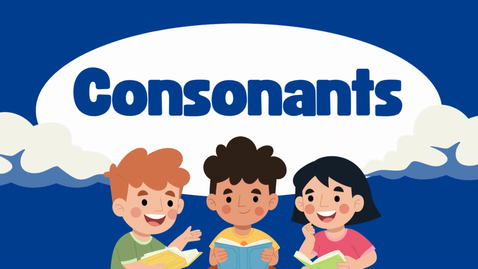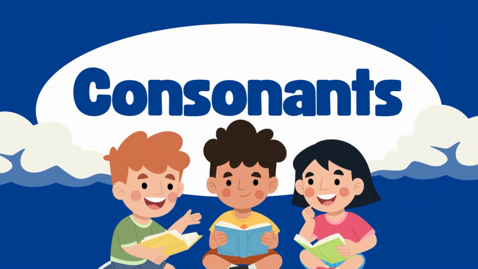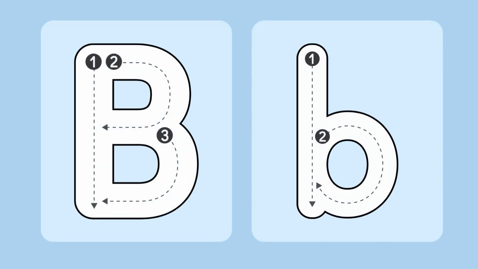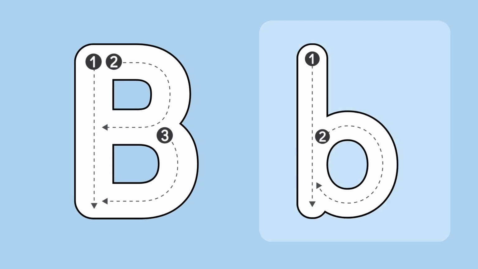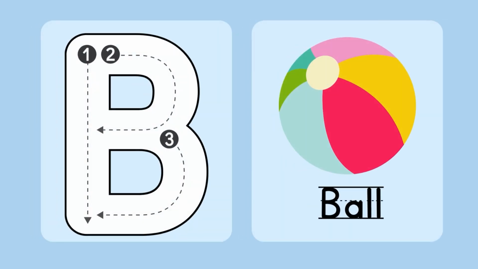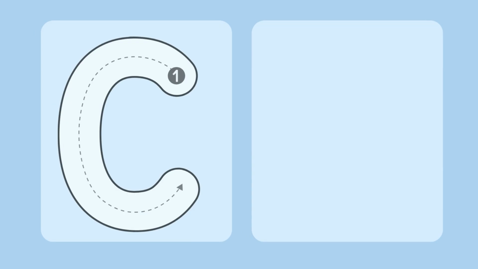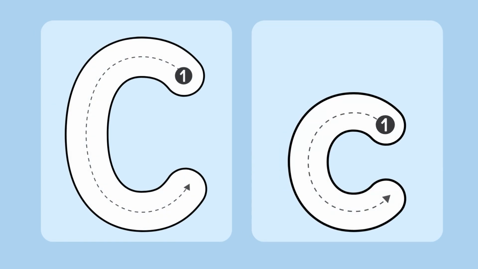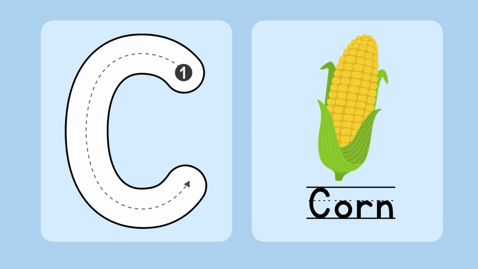Now consonants. Follow the number to write the letter. B for ball. This is how you write C. C for corn.